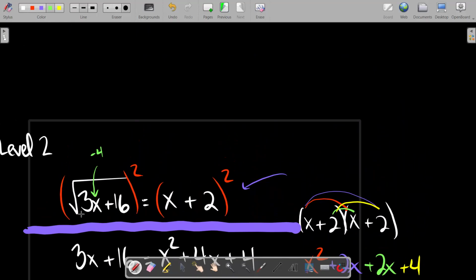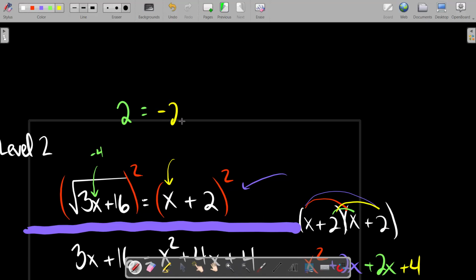What's 3 times -4? What's -12 plus 16? 4. And what's the square root of 4? 2. So we're sitting here now with 2 equals, but there's a variable, an input on the right-hand side that needs to be filled in as well. So this time, go to where the yellow arrow is pointing, right there, and put in a -4. He's our candidate. What's -4 plus 2?